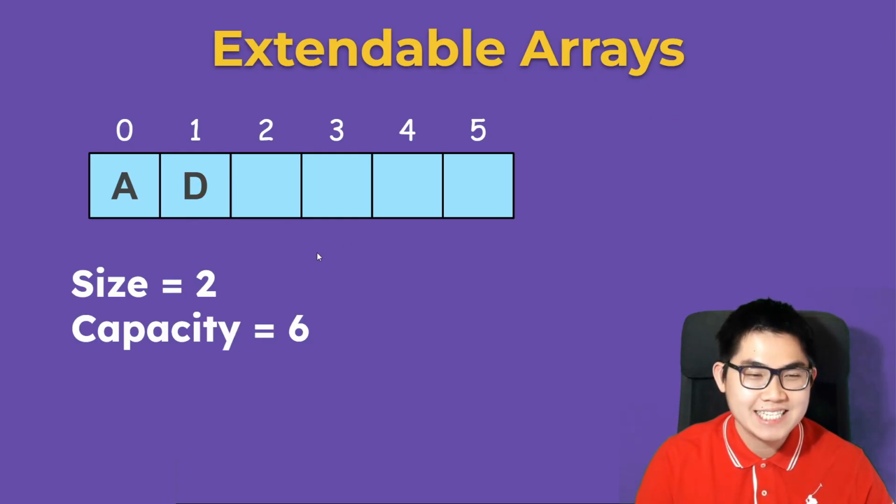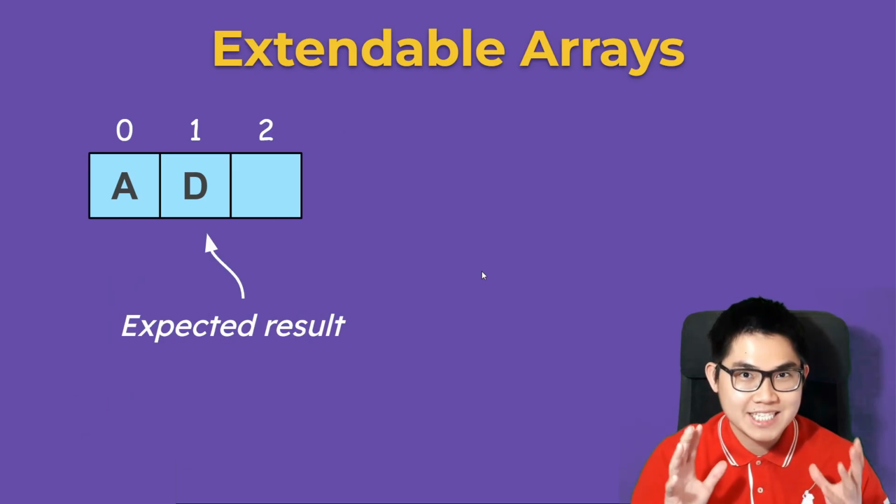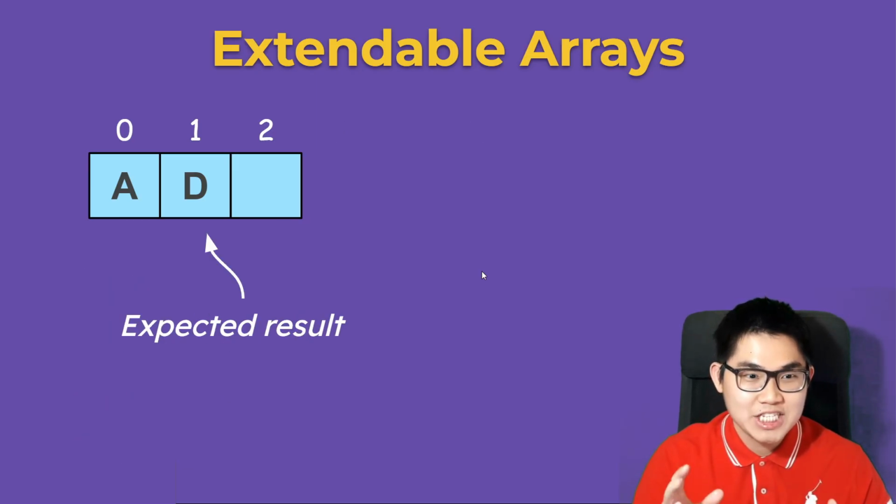Now the size is 2 because there are 2 elements, and the capacity is 6. We shrink the array when the size is smaller than capacity divided by 2. The size is 2 and capacity divided by 2 is 3. And this is the expected result. So how can we achieve this result? How can we shrink this array?